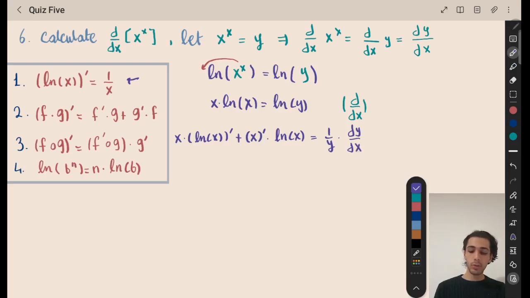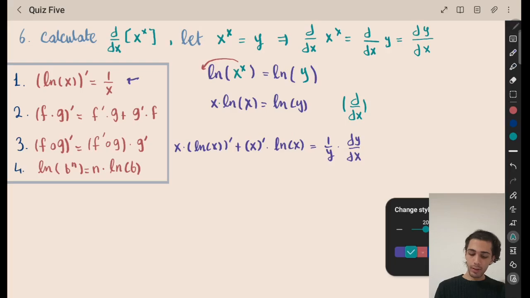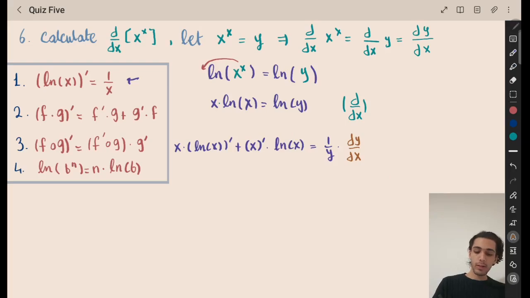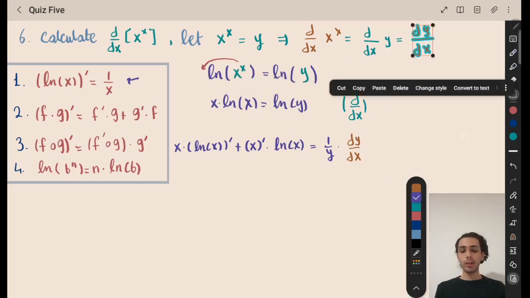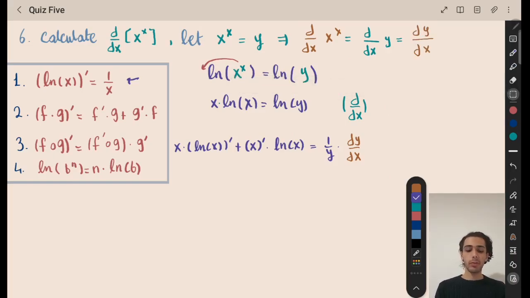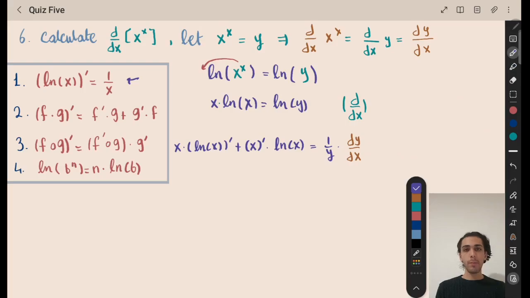But here's this. What's dy by dx? It's our intended outcome. So we're looking for d by dx of x to the x, but it suffices to find dy by dx, because they're literally the same thing. If this is true, then that is true. So we just need to find this. Or in other words, we need to solve for this.